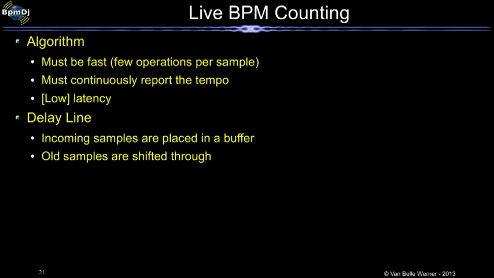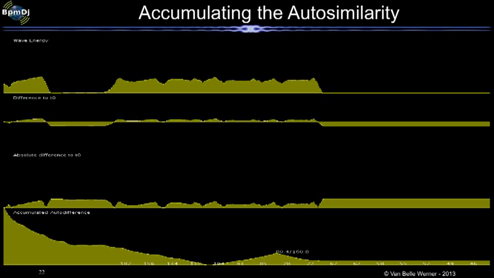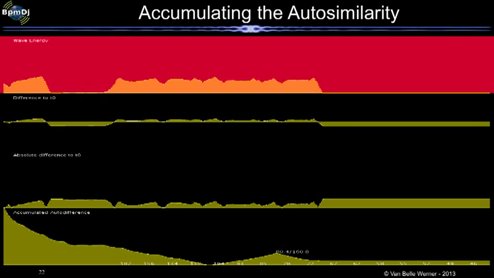To solve the problem that it should work on an audio stream, as opposed to a complete WAV file in memory, we work with a delay line. This provides us with the opportunity to compare new incoming samples against samples we saw in the past. The following short animation will plot the content of the various buffers in the algorithm. The top section is the delay line, new samples come in at the left and are shifted through to the right. The full length of the delay line is about 2.6 seconds.